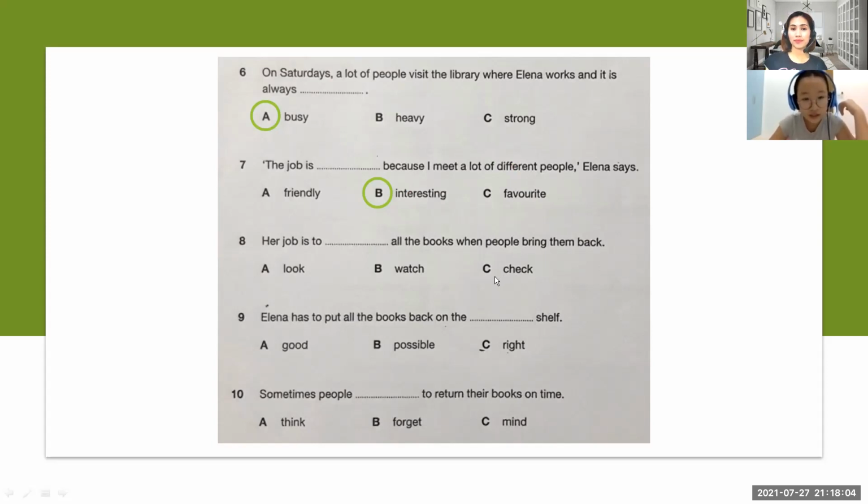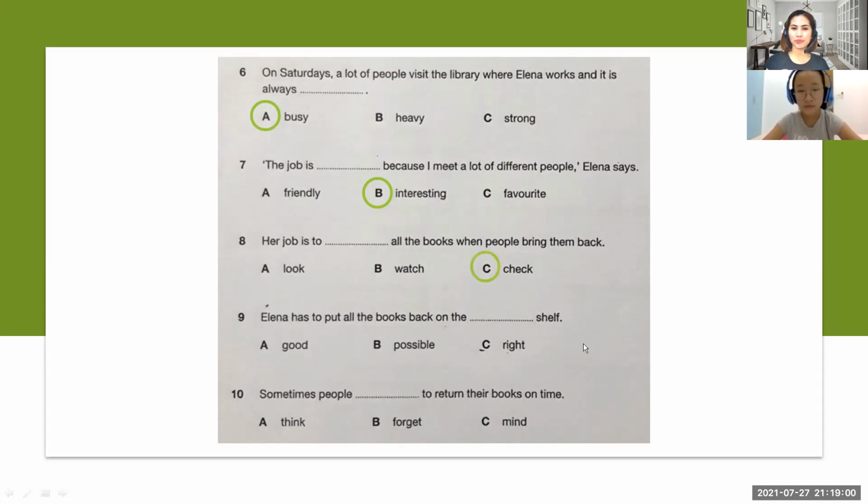Her job is to... What's her job? Look. Yes, it's about books. So what is your final answer? What does she have to do? Yes, she has to check the books that were brought back by people. Check, not just look. Look is just look and then put it away. But check is maybe look if it's broken. Was it torn? Are they complete? Are they correct? That is check. Okay, so it's check.